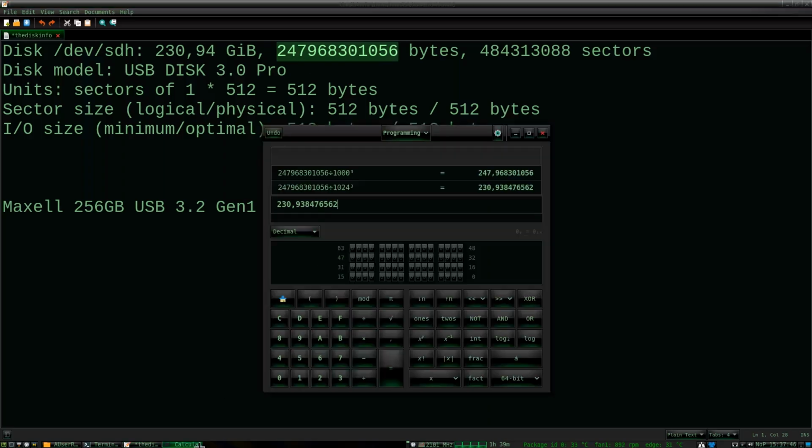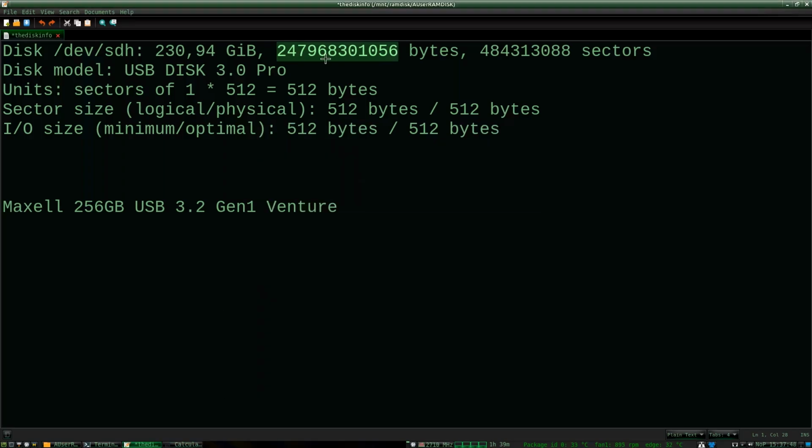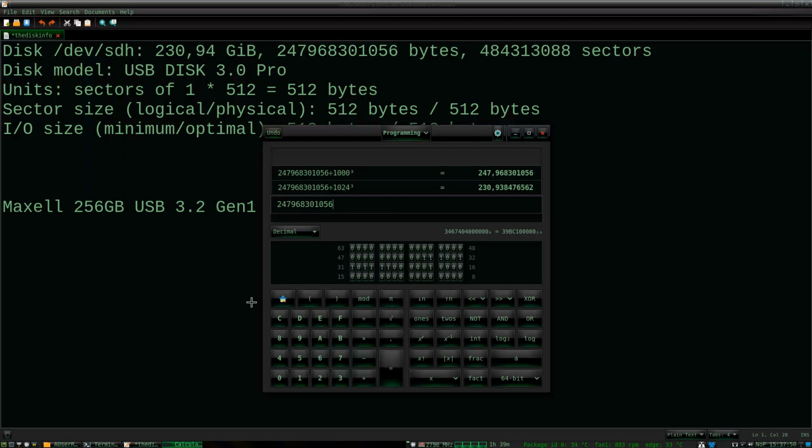It's missing an entire 8 gigabytes. That's not nothing. If I copy this number, it's missing an entire... Look at it, 256 times 1000 to the third power, minus that. What's going on now? What? Oh, sorry, that was a wrong character. Right. So it's missing an entire 8 gigabytes. That's not nothing.